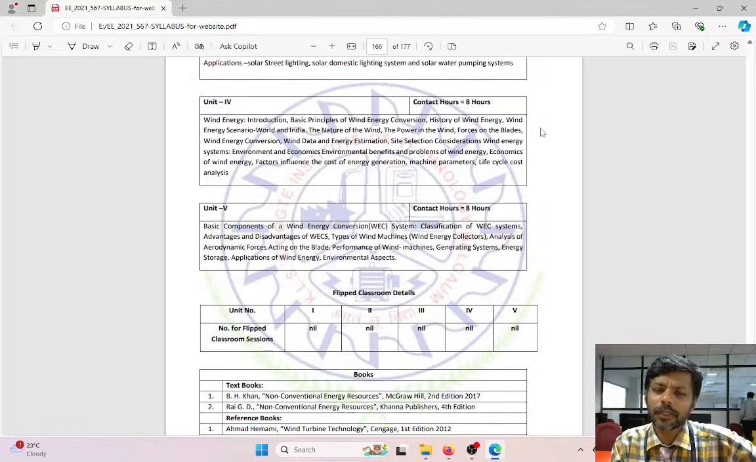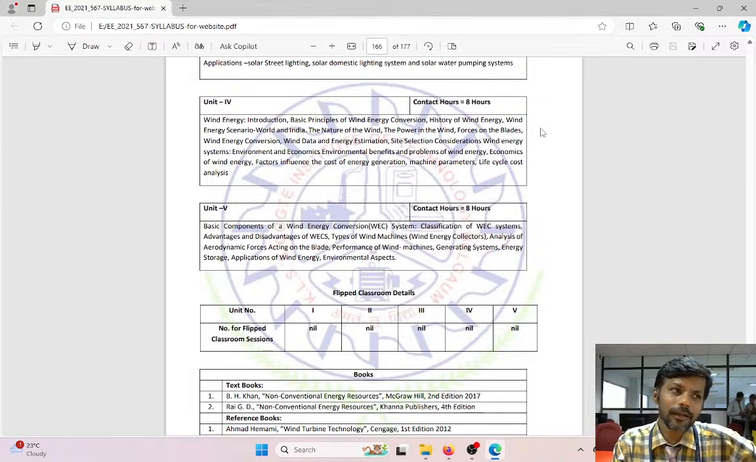And then in the fifth unit, wind conversion technologies, means wind power to electric power conversion technologies, the different types of turbines which are available. Majorly we will be discussing horizontal wind turbines and vertical wind turbines, and in horizontal again the different types, and in vertical again the different types of wind turbines, and the aerodynamic analysis, and the power derivations.